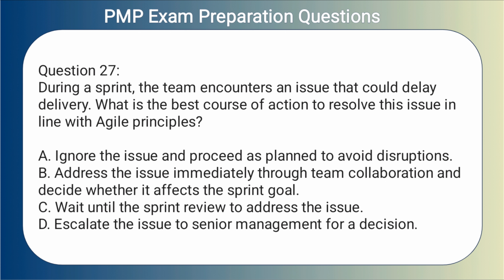A. Ignore the issue and proceed as planned to avoid disruptions. B. Address the issue immediately through team collaboration and decide whether it affects the sprint goal. C. Wait until the sprint review to address the issue. D. Escalate the issue to senior management for a decision.